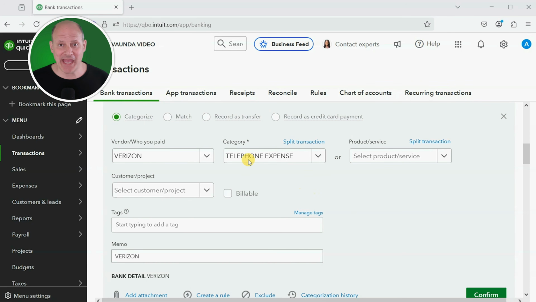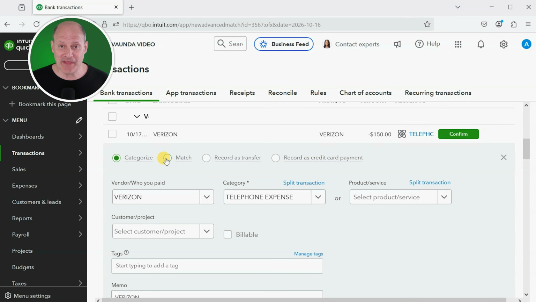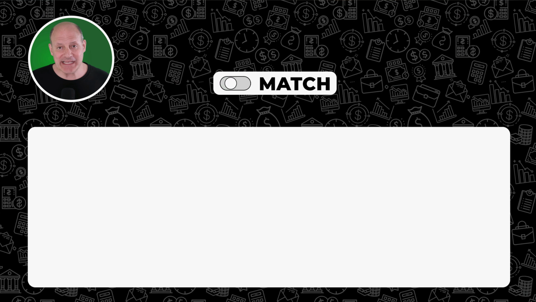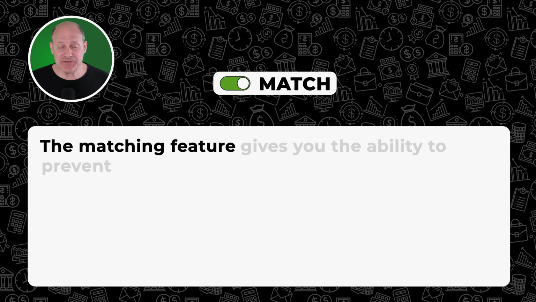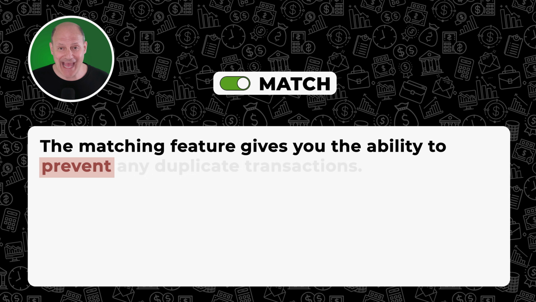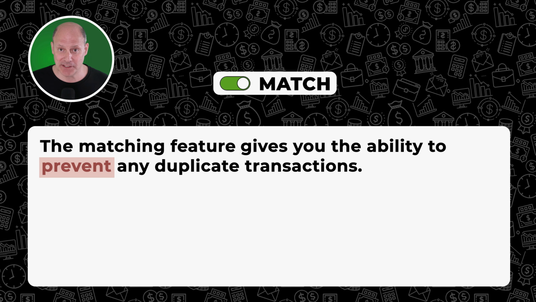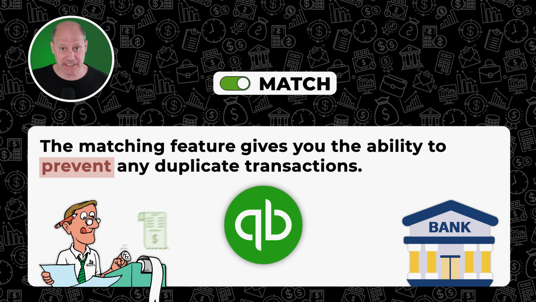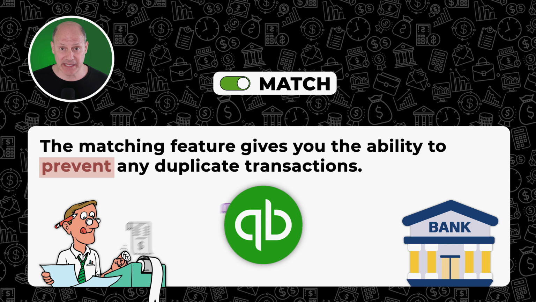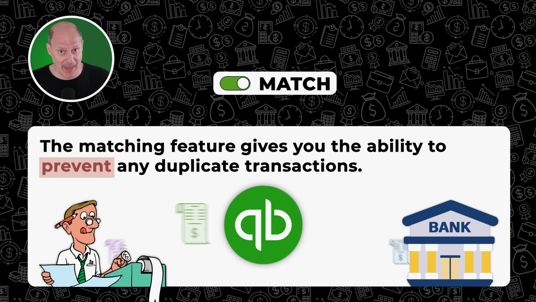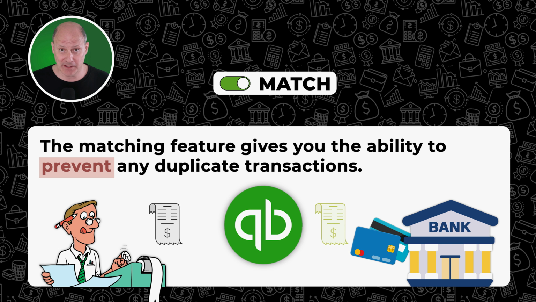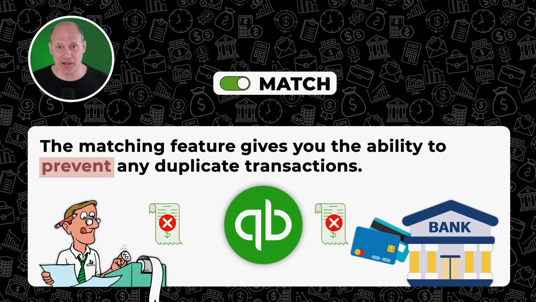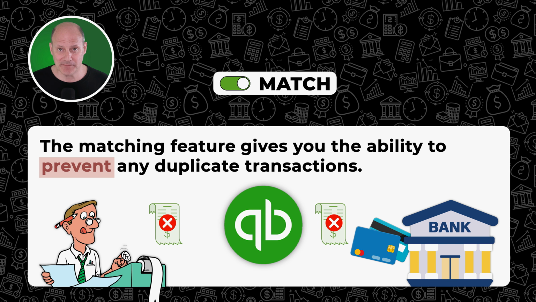And you're going to be amazed at the matching feature that's included right here in the Bank Feeds Center. You see, it's the matching feature that gives you the ability to prevent any duplicate transactions, because we all know that sometimes you're recording things yourself, and sometimes those things also get downloaded from the bank or the credit card company. We don't want to have any duplicates, so we'll easily master the matching feature together.